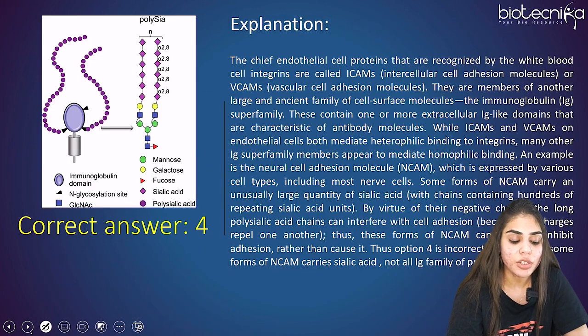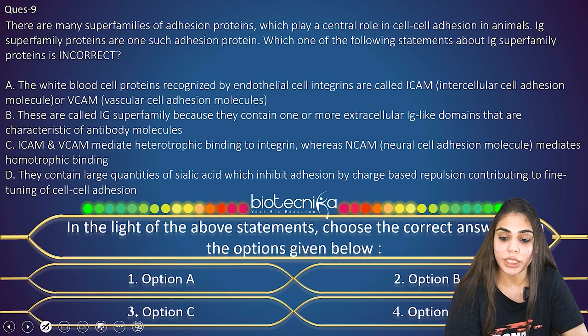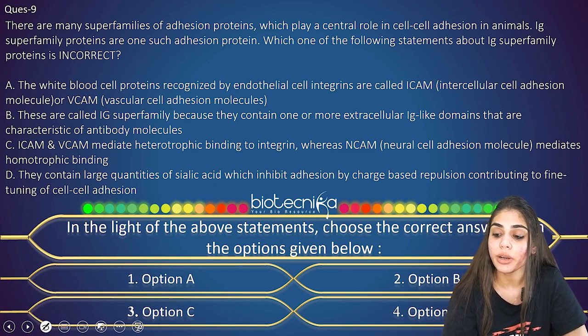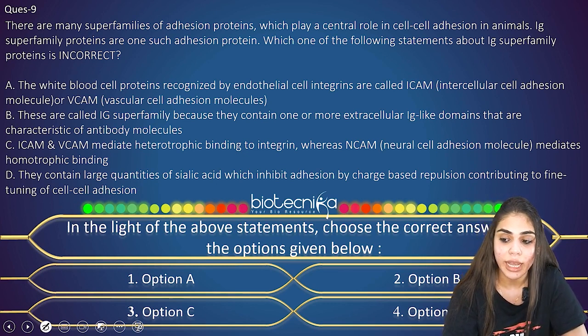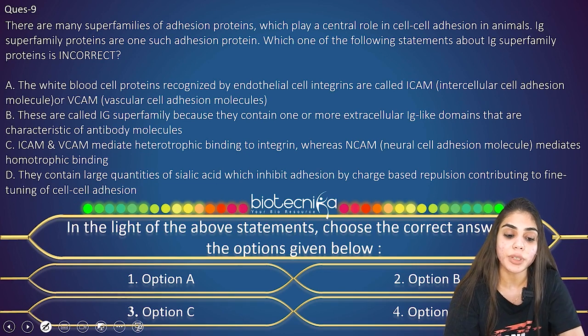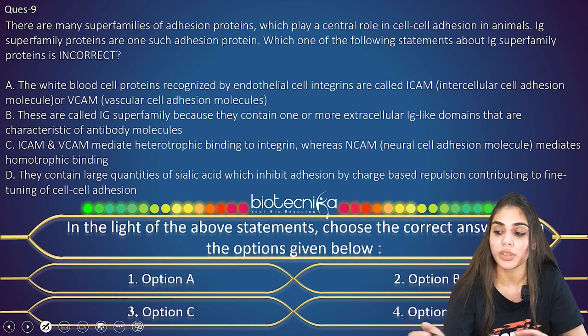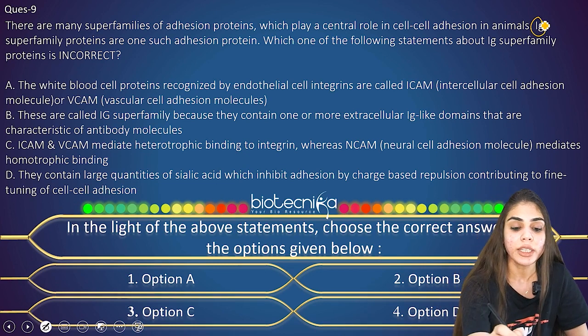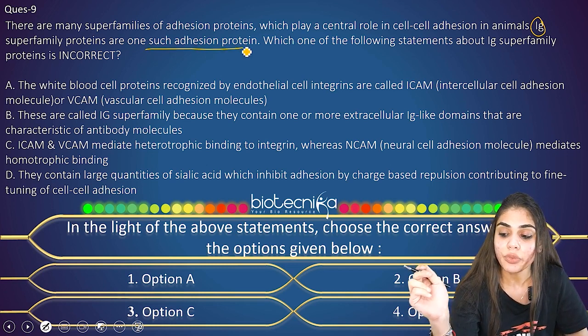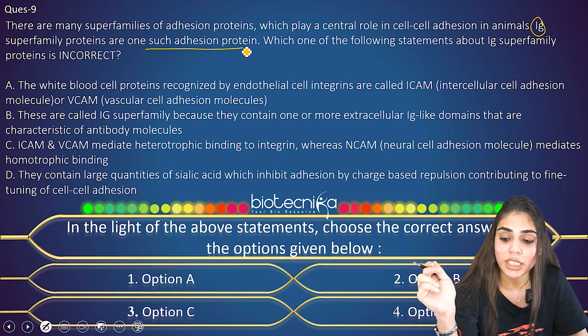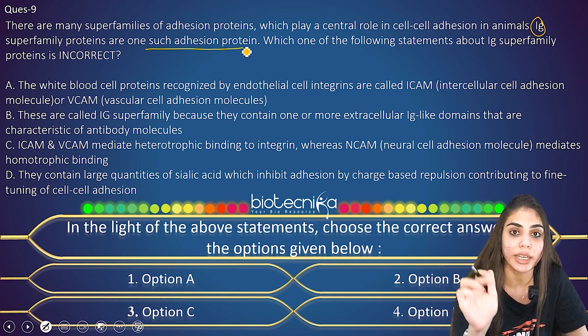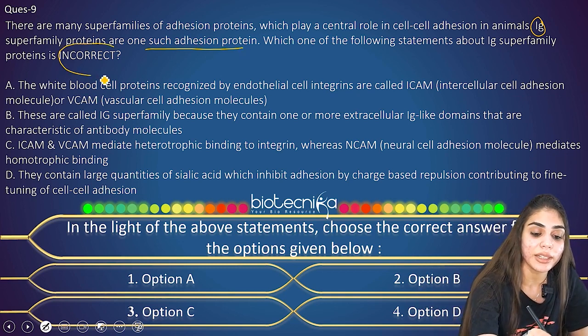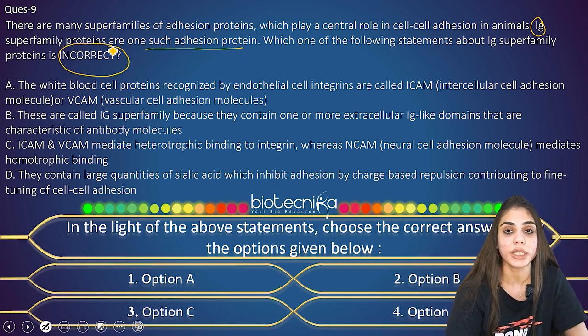So there are many superfamilies of adhesion proteins, which play a central role in cell-to-cell adhesion in animals. Ig superfamily proteins are one such adhesion protein. Which one of the following statements about Ig superfamily proteins is incorrect? So here you have to select the incorrect statement about Ig superfamily proteins.